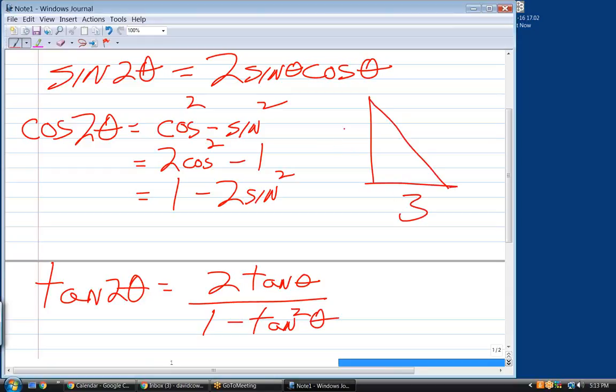Here's our triangle again. There's theta. What's the opposite over adjacent? So it would be 4/3. So tan theta is 4/3, but in the fourth quadrant, what is it? It will be negative. So it's actually negative 4/3.